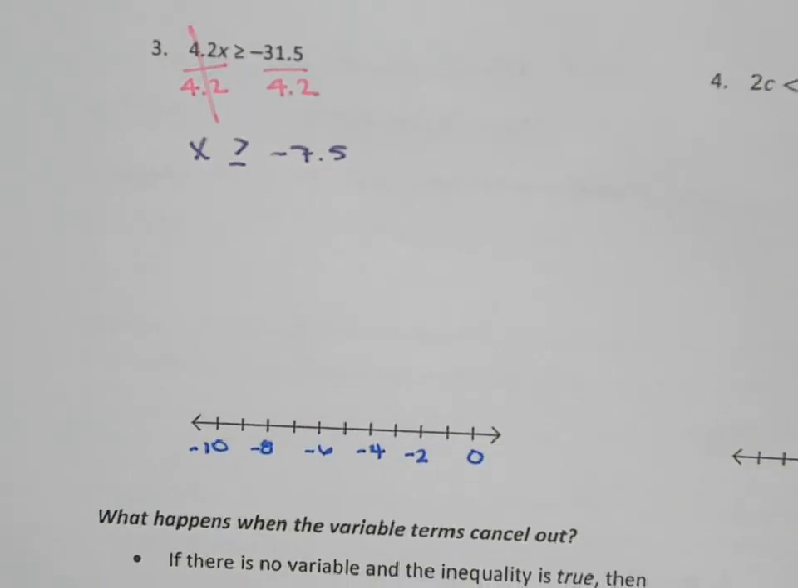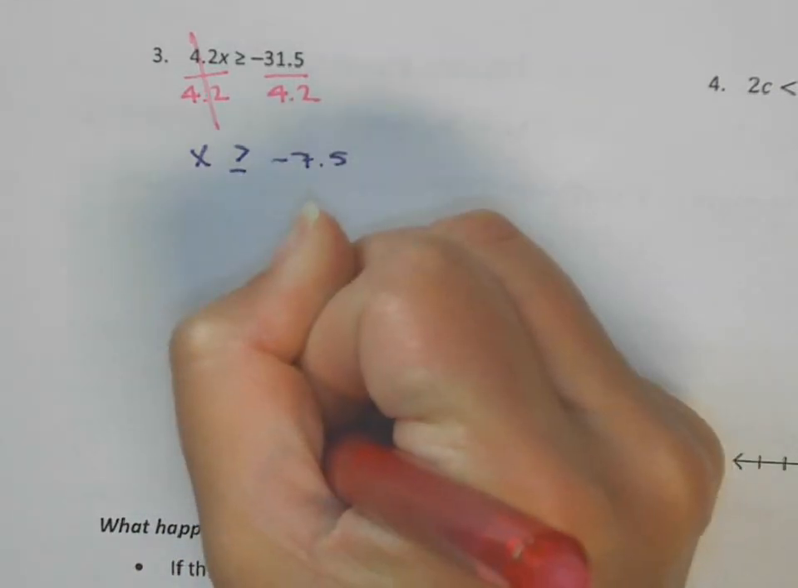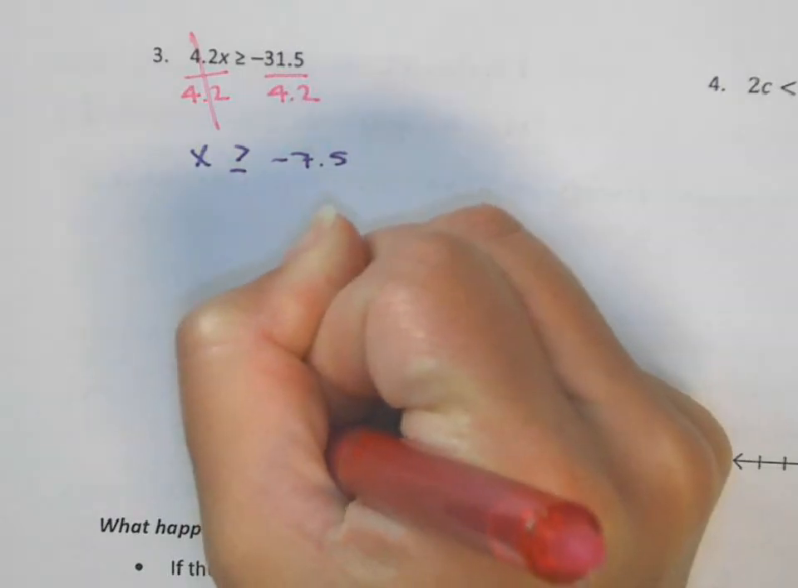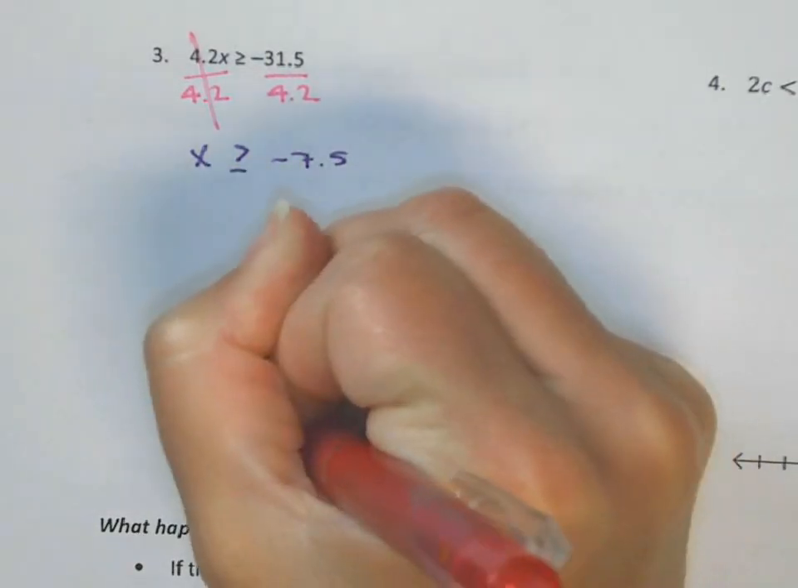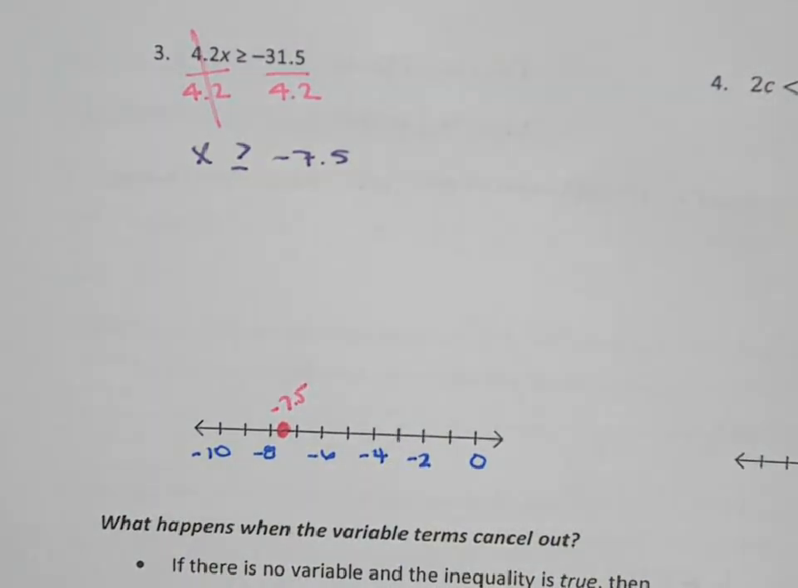Negative 7.5, am I going to put a solid or an open circle? Solid. And this one, you have to make sure you do put that circle in between negative 7 and negative 8. So in between those two, we have that solid circle. You can even label it negative 7.5 right on top. That way you know what that number is.